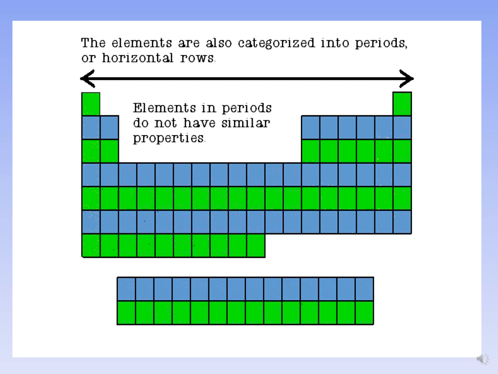So these elements can be categorized into periods, which are your horizontal rows. Elements in a period do not have similar properties. You can't look at the periodic table in a horizontal way and gain much information about the properties of the elements themselves.